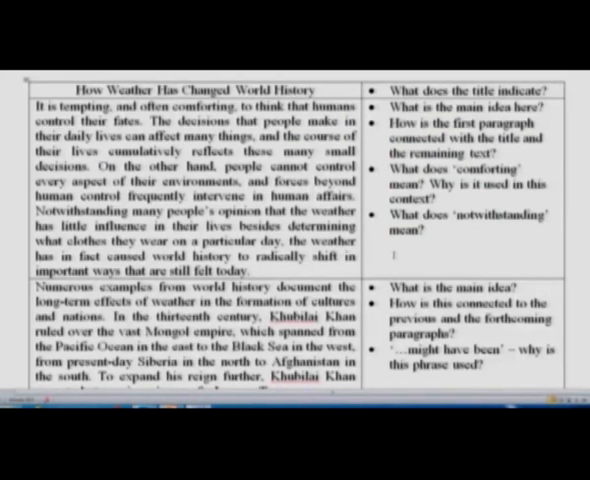This is taken from National Geographic Learning. So, let us first read the text and then try to understand it.